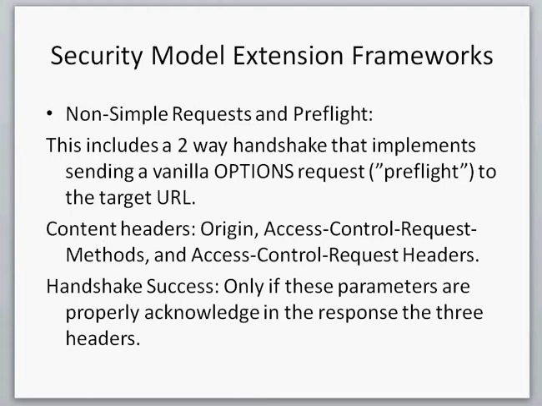In this case, this includes a two-way handshake that implements sending a vanilla OPTIONS request, or pre-flight if you will, to the target URL. The content headers are composed of the origin, access control request method, and access control request headers. The handshake succeeds only if these parameters are properly acknowledged in the response, included in the three headers. This is not 100% secure. There's a way to circumvent this, but this is one thing that has been implemented.